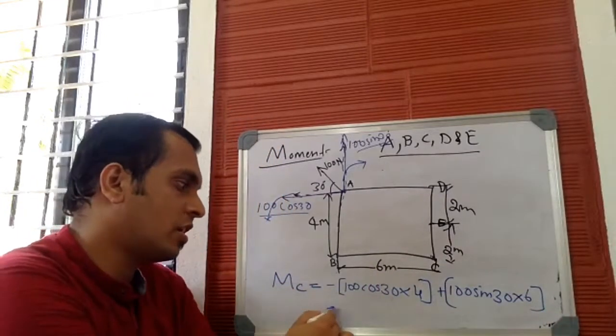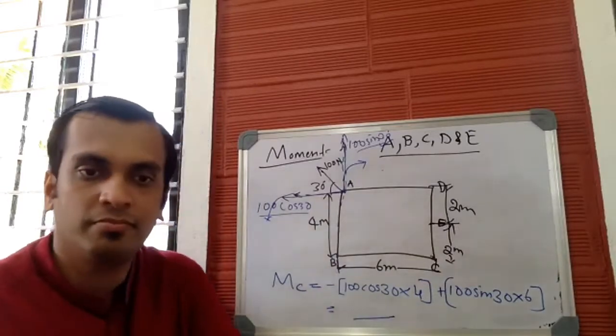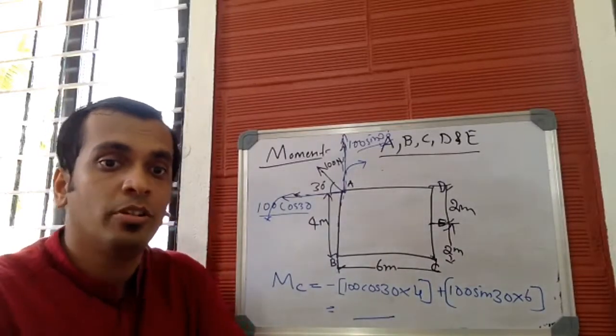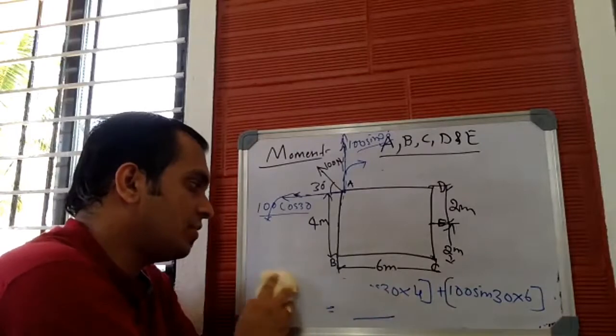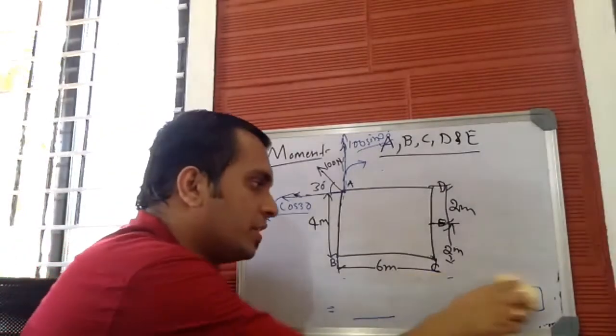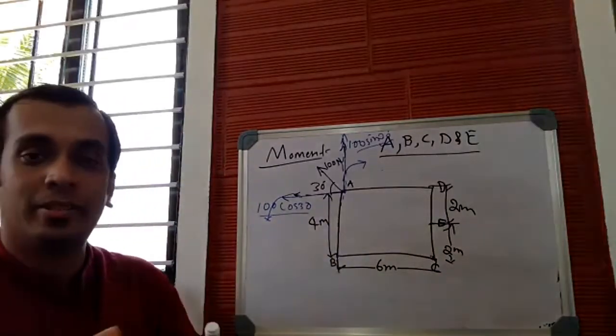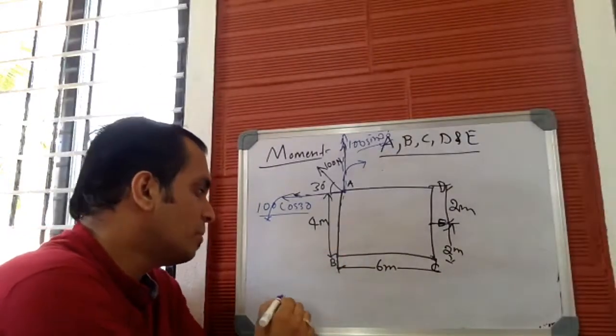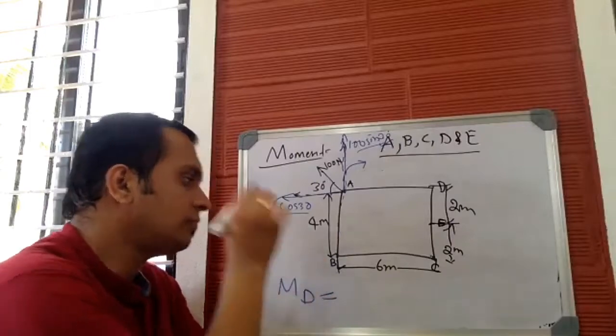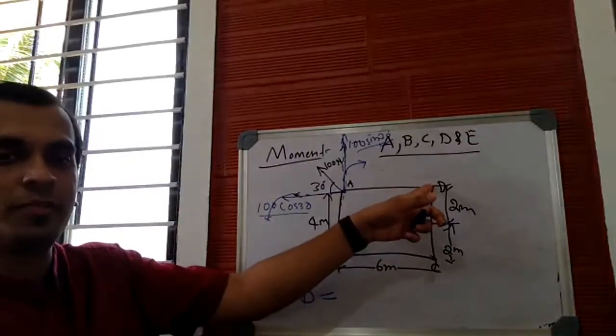Simplify this and find the overall moment. This is as far as point C is concerned. Let me consider the other point, which is point D. Moment about point D. This is point D.